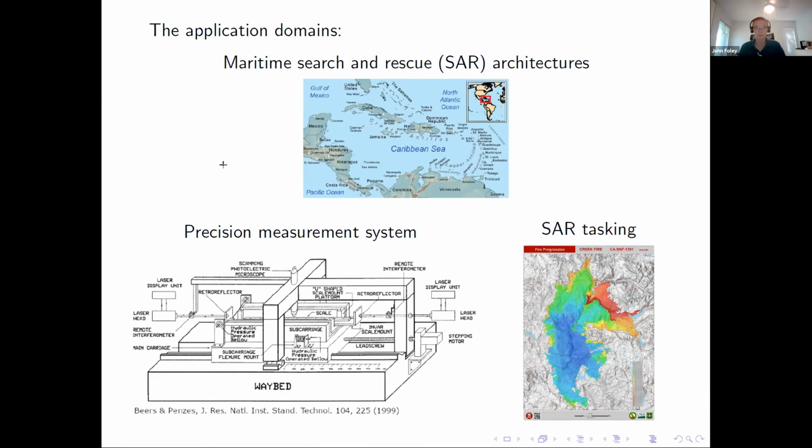And then the synthesis is actually for tasking the behavior of SAR on land, where the specifics of the problem were inspired by recent wildfires this past fall in California.